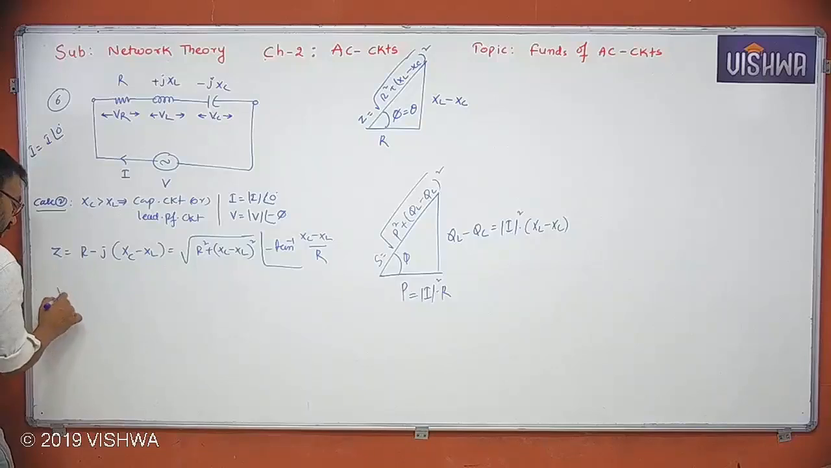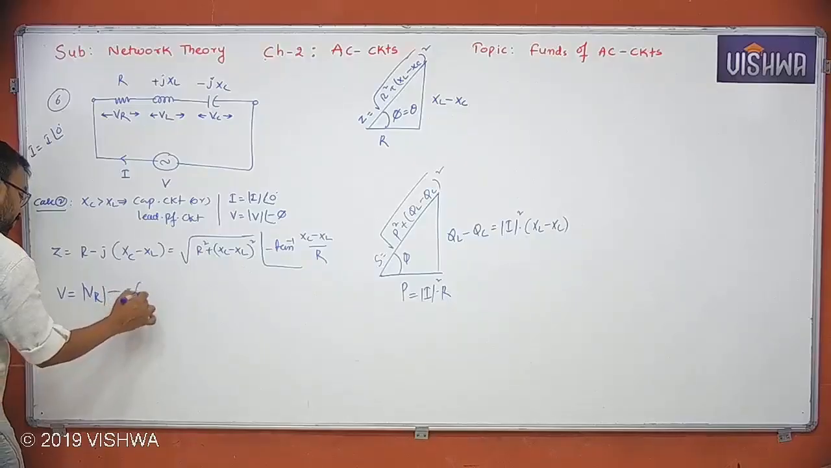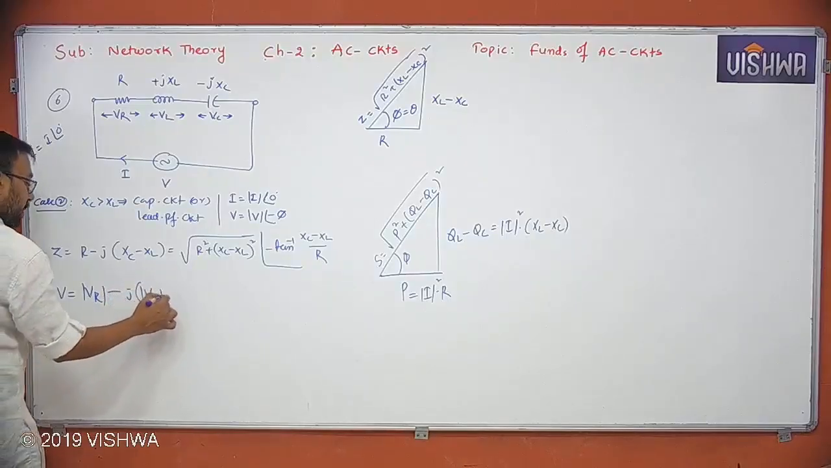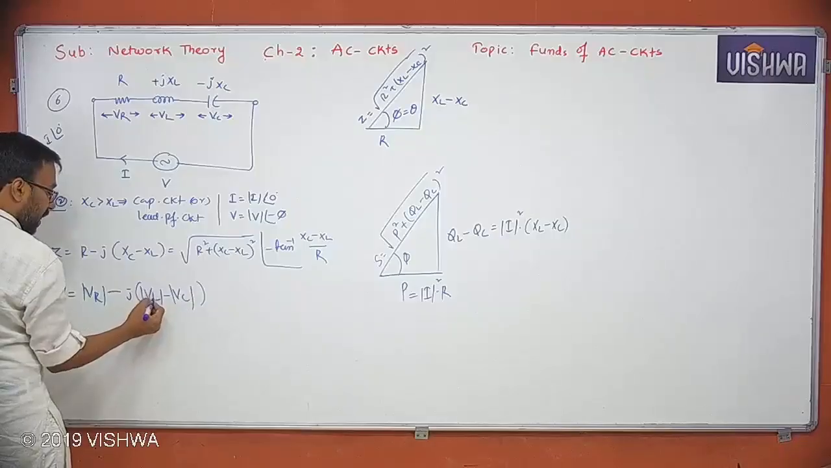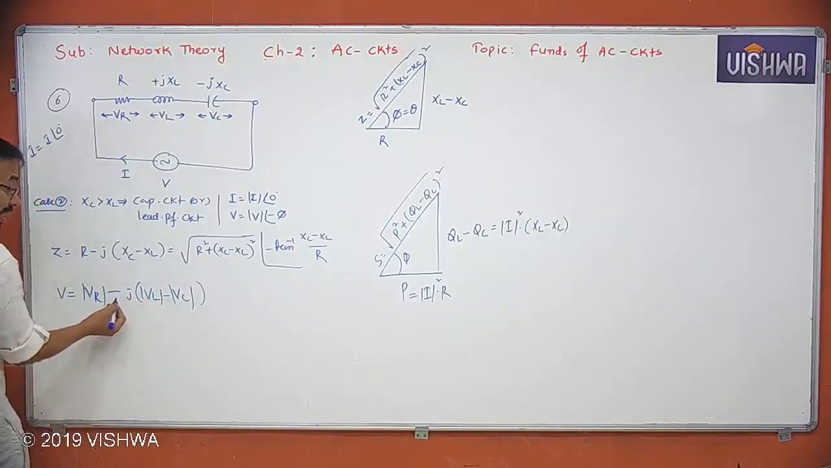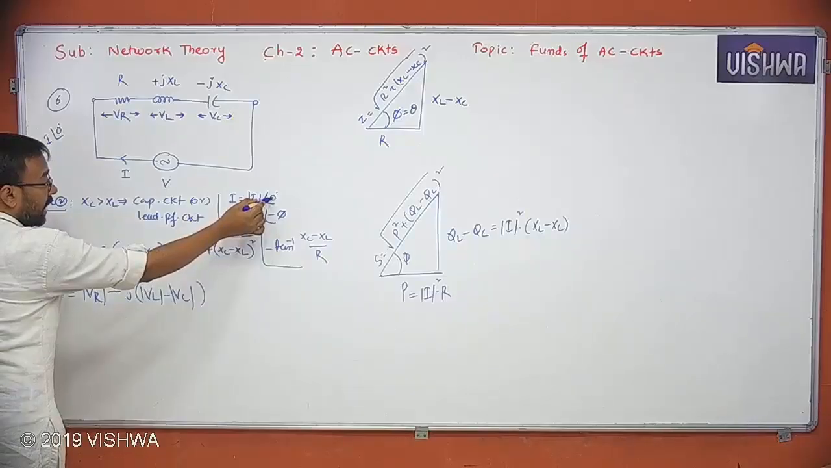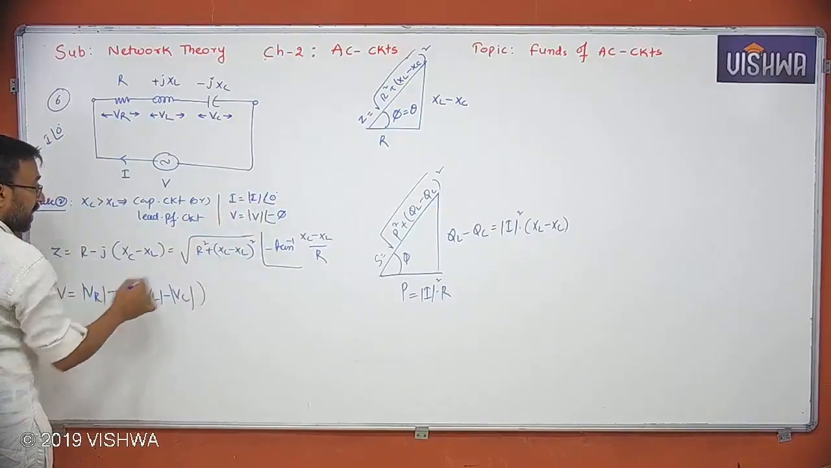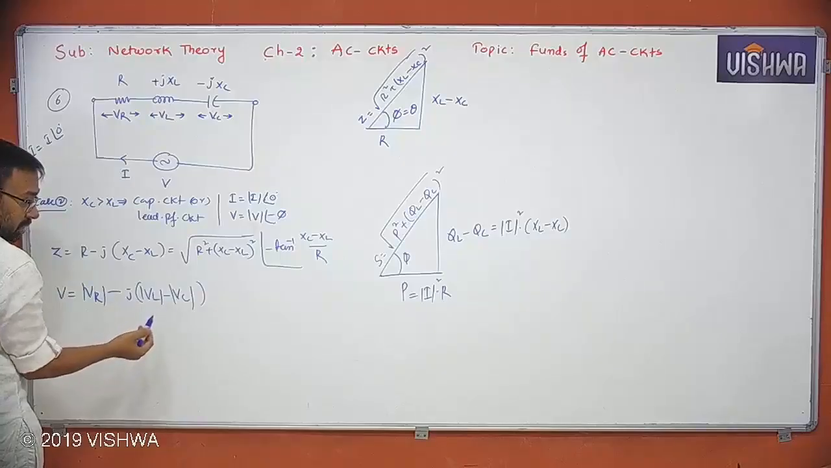Then multiplying on both sides, I think I need not explain. Finally, I'm writing it: VR minus j(VL minus VC). So I must justify here: do I get a negative sign all the time? No, it may not be, because I've taken I equal to I at an angle of 0. That is why I got a negative angle, and that is why I got the A minus jB form.